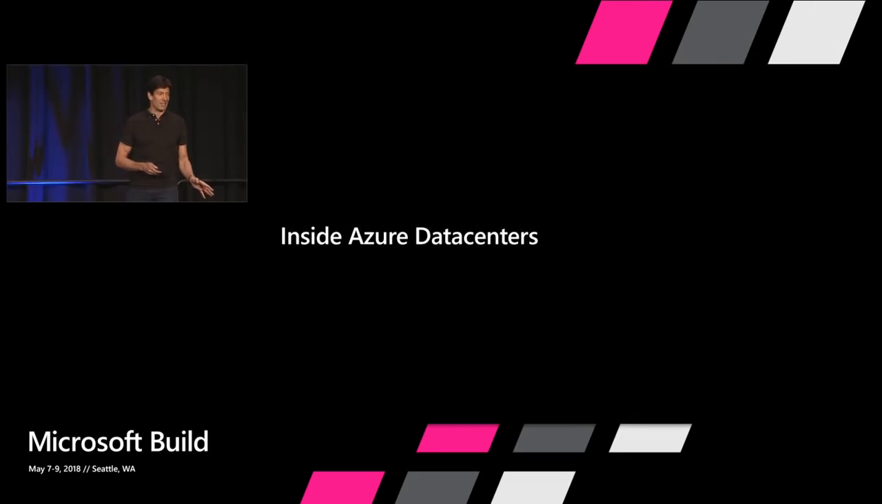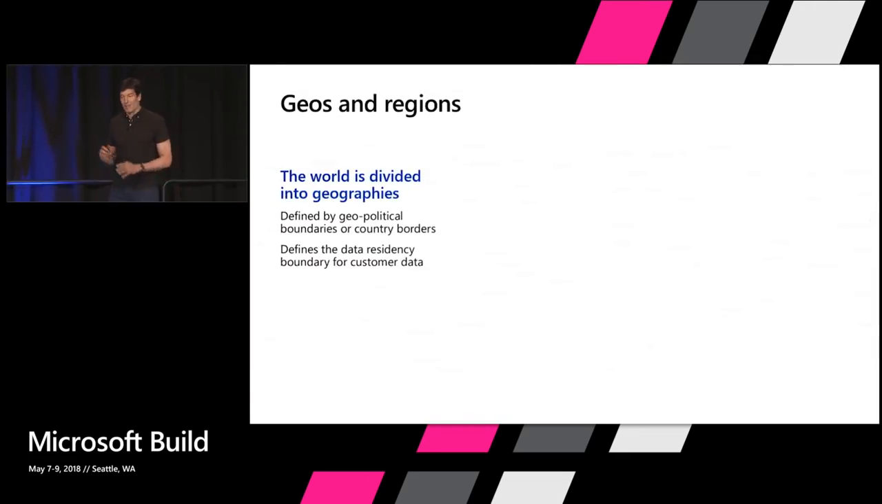So let's start with a look at the data centers themselves. And I'll first talk about the way that we organize our data centers. We start by defining what's called a geography, and a geography is defined as a geopolitical boundary where most of the customers within that boundary are comfortable having their data anywhere within that, from a regulatory perspective, from a compliance perspective, or just a cultural perspective of wanting their data within that boundary.